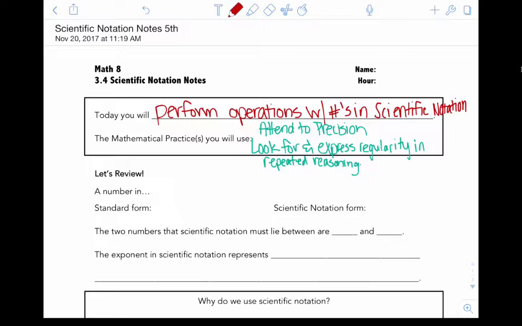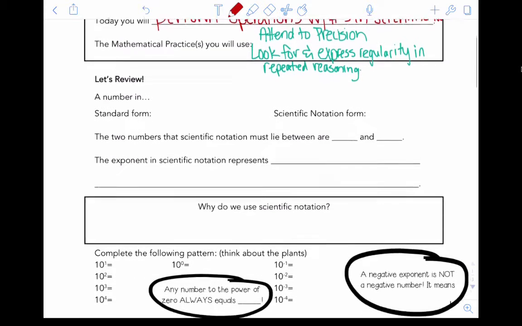The other math practice we're going to use is look for and express regularity in repeated reasoning. So we're going to see some patterns as we go through and solve these problems and perform operations with these numbers. That repeated reasoning is going to help us to do these problems faster and become more familiar and more confident with them. So let's go ahead and talk about scientific notation.